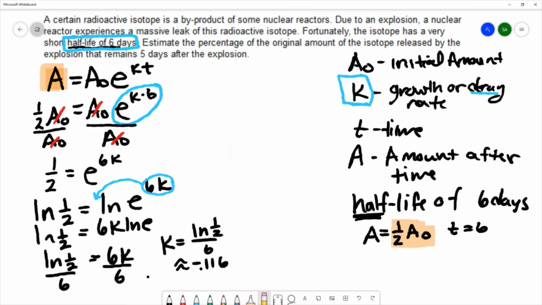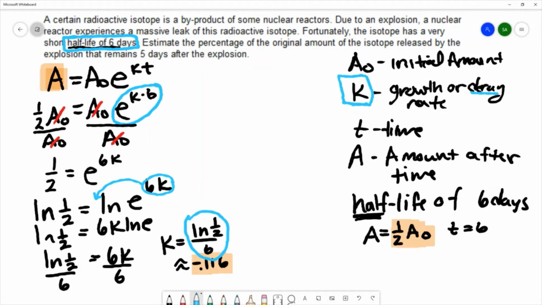And even though I calculated that decay rate to be a decimal, I'm going to use the exact value of natural log of 1/2 over 6 in my calculation, because you don't want to round too early in these problems. It can cause rounding error.